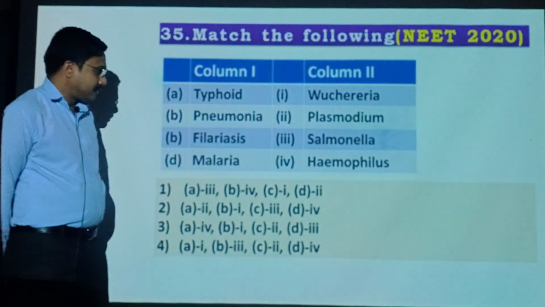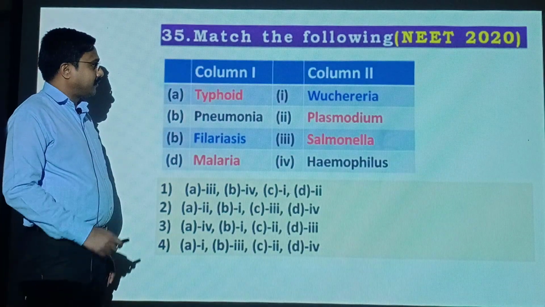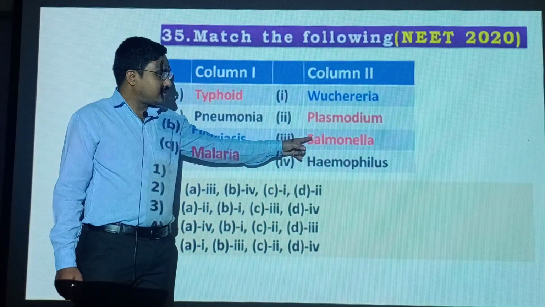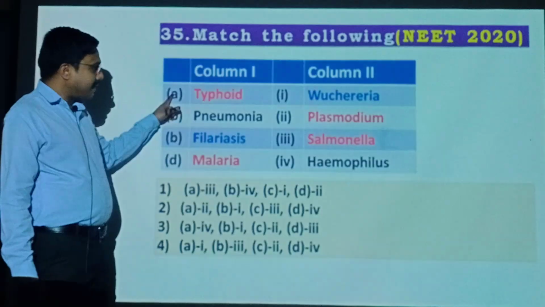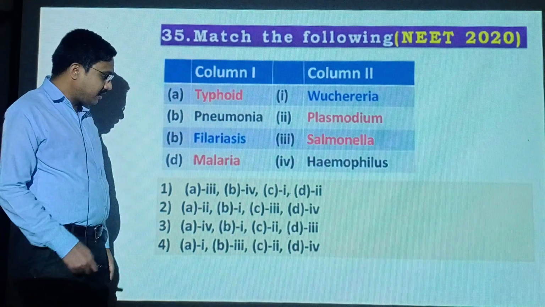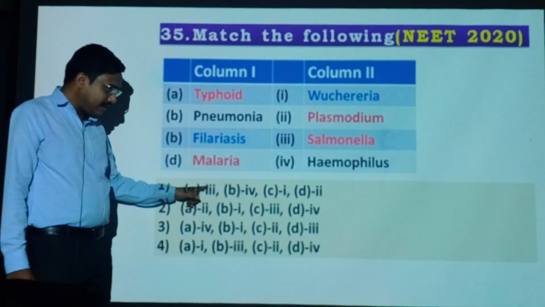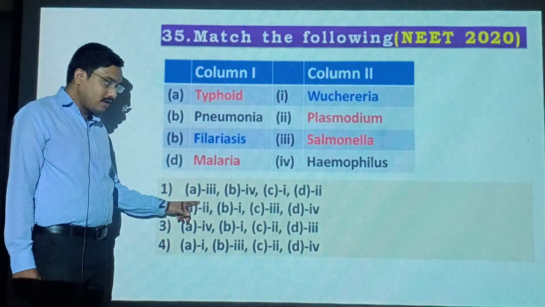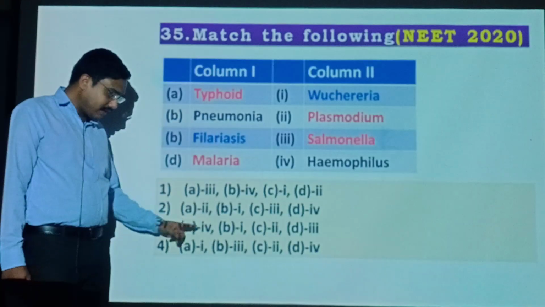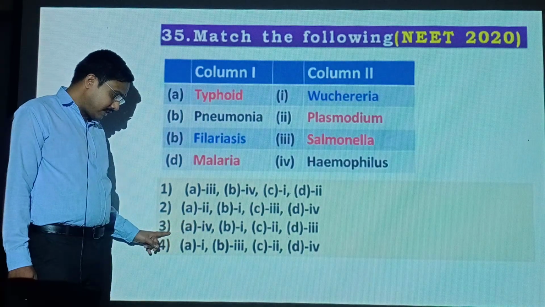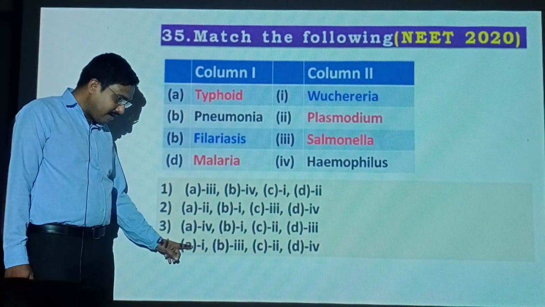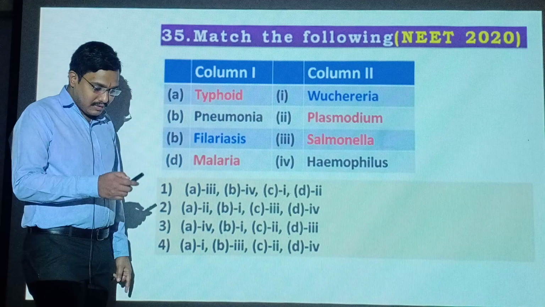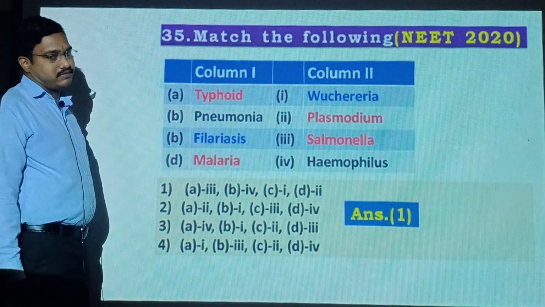Okay, now see here, as we know typhoid is caused by Salmonella typhi, means A matches with the 3. See the option here, option 1 A3 is there, okay, option 2 A2 is there, option 2 is ruled out. Option 3, A4 is there. Option 3 also ruled out. Option 4, A1 is there. Option 4 also ruled out. With the one matching only, we can tell right answer is option 1.